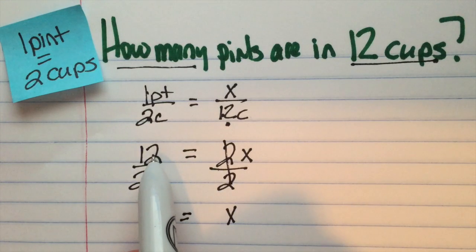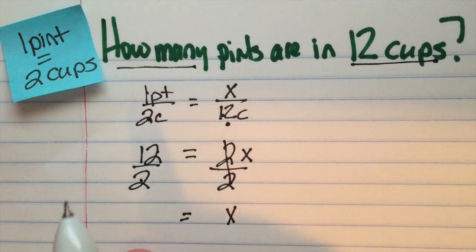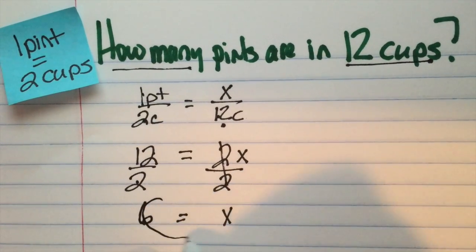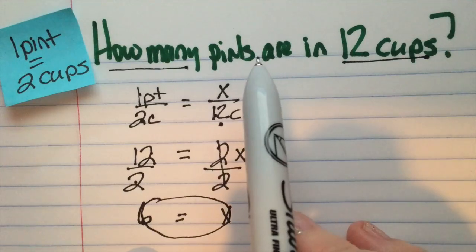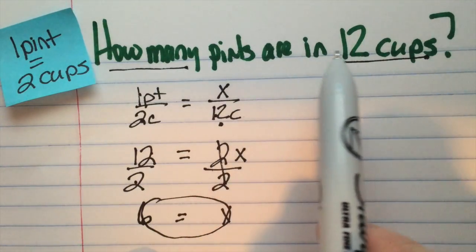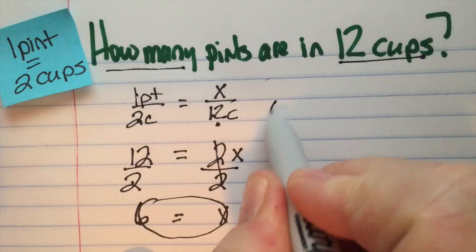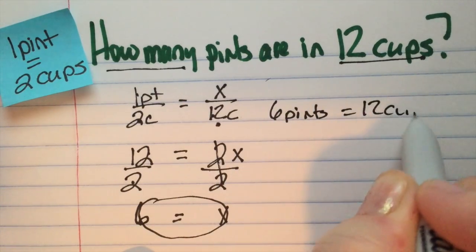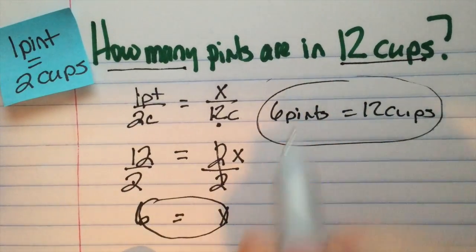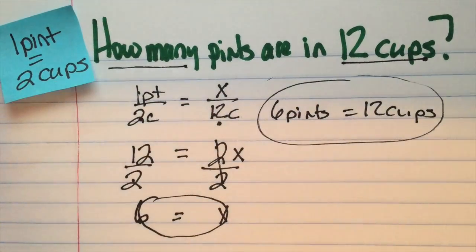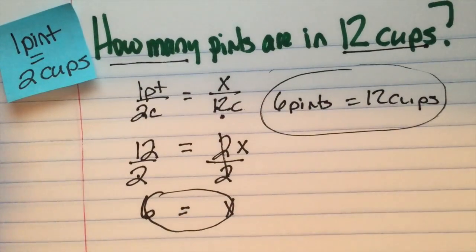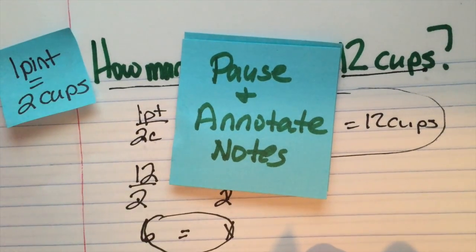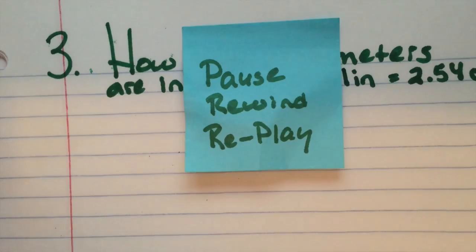x equals, and now we can divide 12 divided by 2, which is 6. So our answer is 6. Looking back up at our question, how many pints are in 12 cups? That means 6 pints are in 12 cups. And that is my final answer. Please pause now and annotate your notes. Then press play to come back for example 3 until you understand this example.